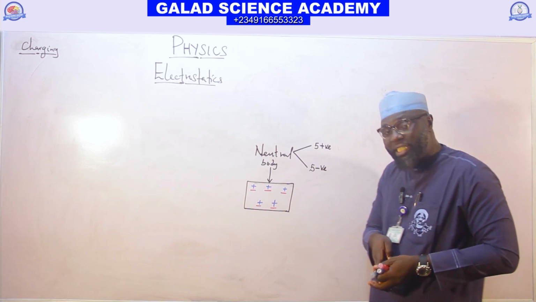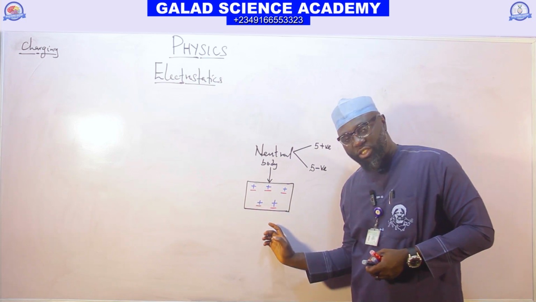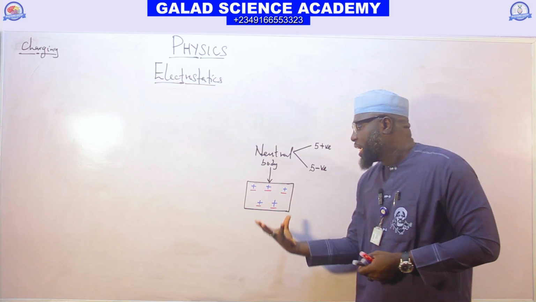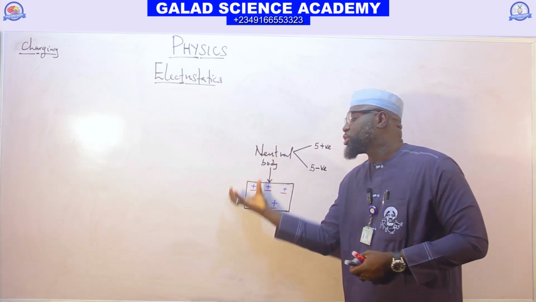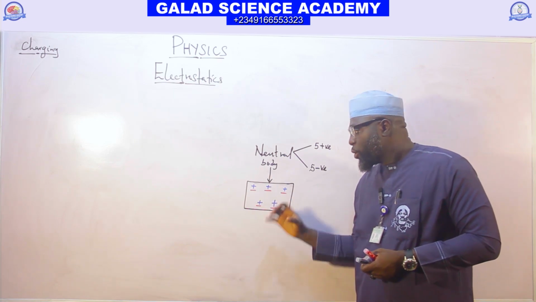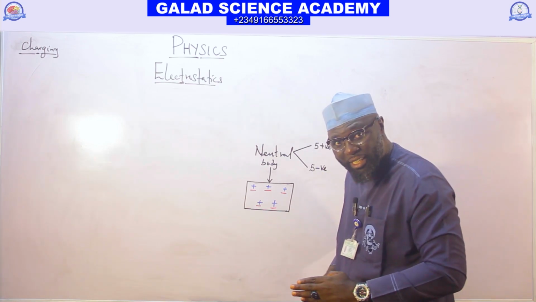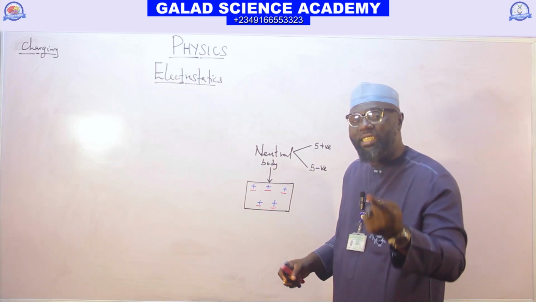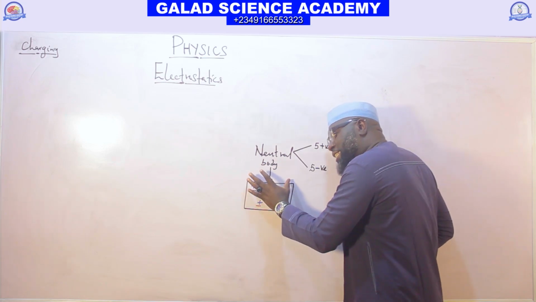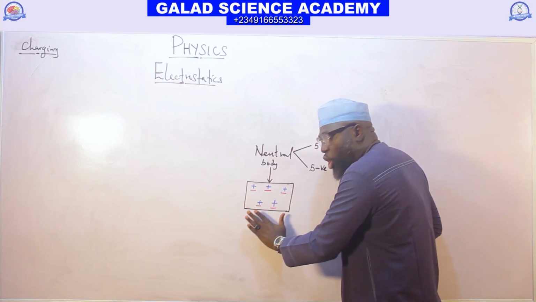You can see that the number of positive charges here is equal to the number of negative charges here. There is no excess charge. As a result, this body is a neutral body. I'm telling you now that every neutral body has positive charge and negative charge. But what makes this body neutral? The charges are of the same magnitude and they cancel each other.